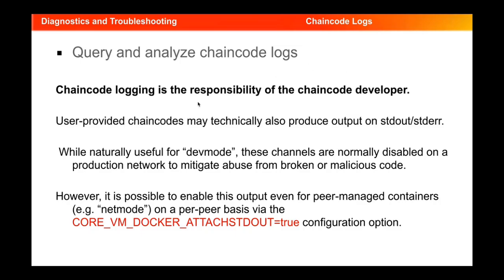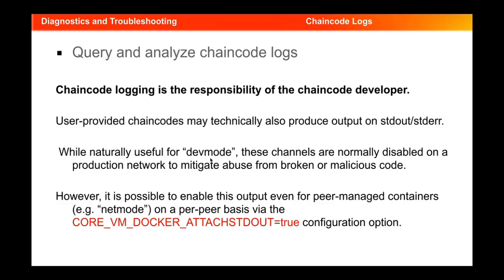Next is chaincode logging. Who is responsible for seeing the chaincode logs, and why are these chaincode logs very necessary? If a developer is developing a chaincode on top of the network, then it is very necessary to debug the logs that are generated by the chaincode. User provided chaincode may technically also produce output on stdout or stderr, which is standard output or standard error. While naturally useful for dev mode, these channels are normally disabled on a production network to mitigate abuse from broken or malicious code.